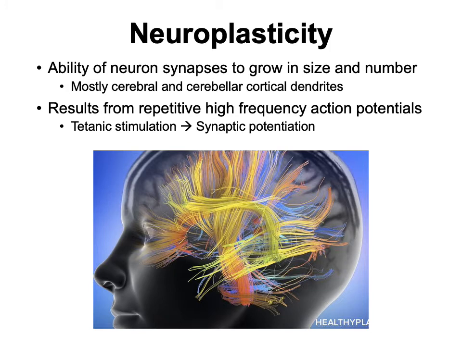Neuroplasticity is the ability of a neuron synapse to grow in size and in number. Mostly it affects cerebral and cerebellar cortical dendrites. It results from repetitive high-frequency action potentials, which are referred to as tetanic stimulation. Repetitive high-frequency action potentials, or tetanic stimulation, can lead to synaptic potentiation. And synaptic potentiation is neuroplasticity.